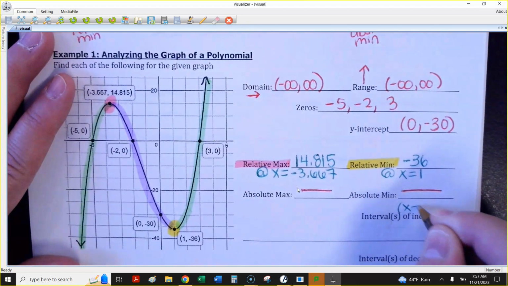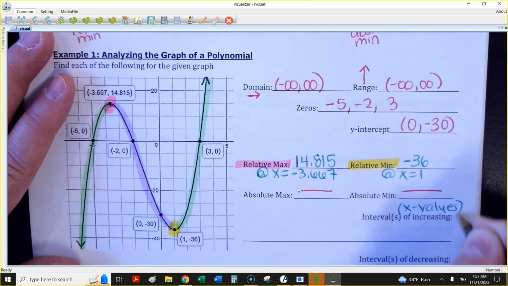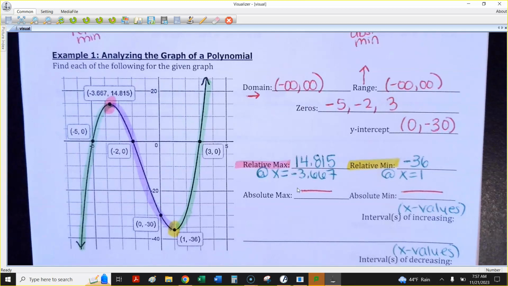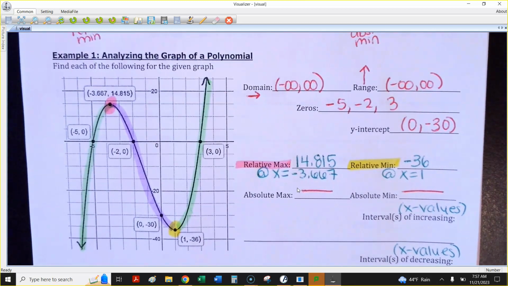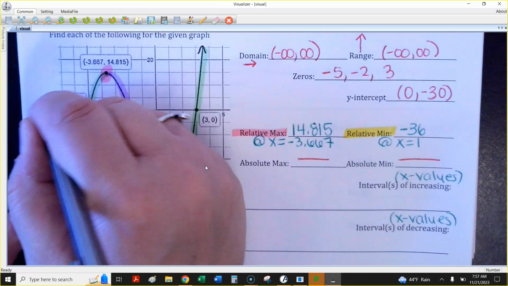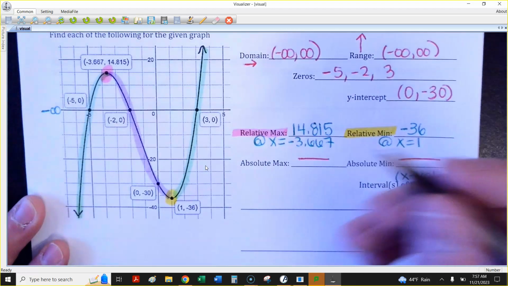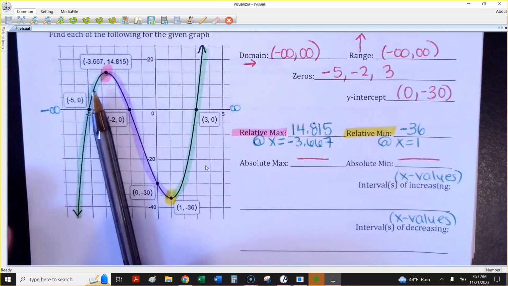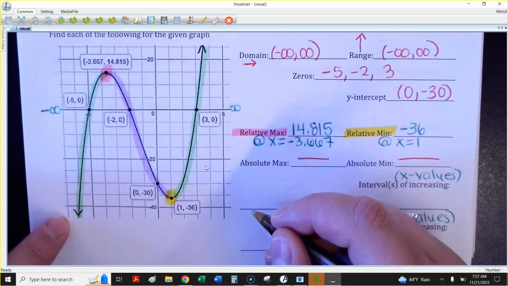These have to be described across the domain. So we should be using x values for increasing and decreasing. Okay, so I have two intervals where I'm increasing, the two that I colored in green. All the way to the left would be negative infinity, all the way to the right would be positive infinity. I'm increasing right away as I'm tracing this.